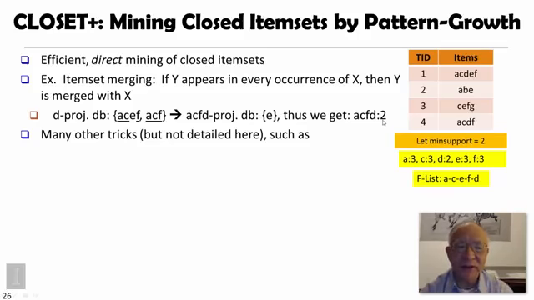It's the final result. This method called itemset merging simply says if Y appears in every occurrence of X, then itemset Y is merged with X. Now X is D and Y is ACF. ACF occurs in every occurrence of X, which is D. Then we will merge ACFD together to form a more compressed form. That means you can mine all these immediately. So this is more efficient.